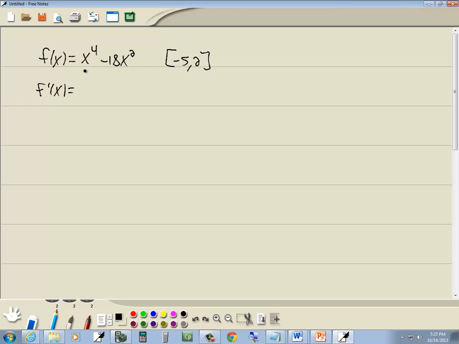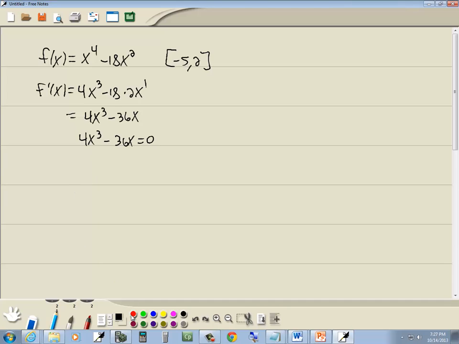Now both of these are x to a power, so take our power, put it out in front, and lower your power by 1. Minus 18 times, take your power, put it out in front, lower it by 1. So that gives us 4x to the third minus 18 times 2 is 36x. Now we want to set that equal to 0 and find our critical values.